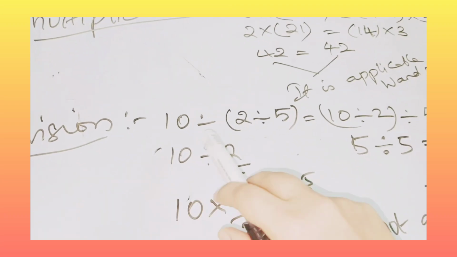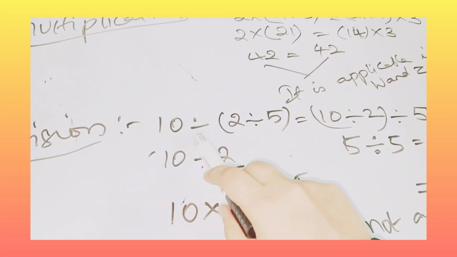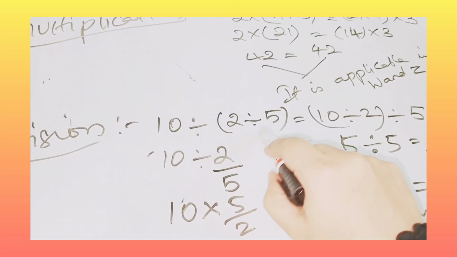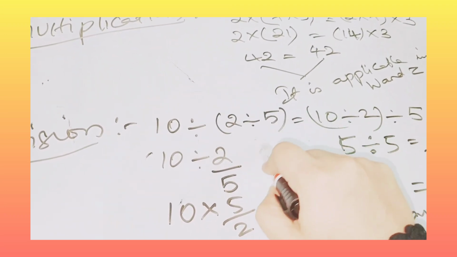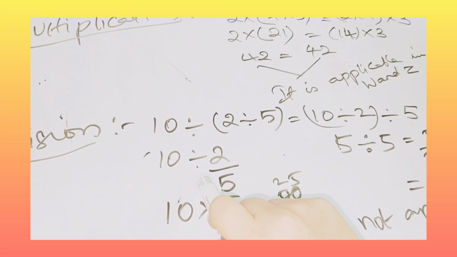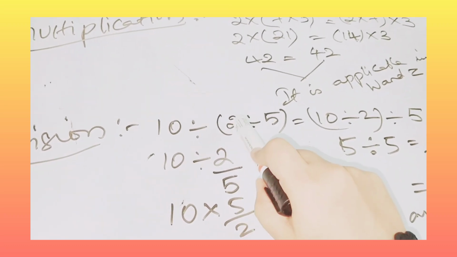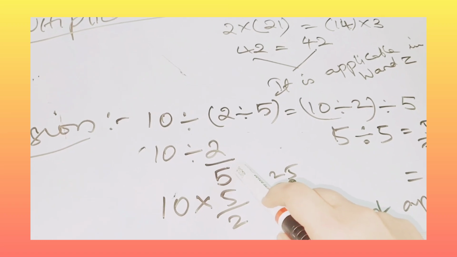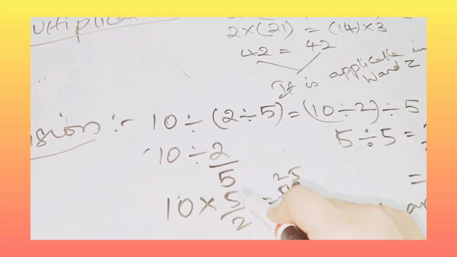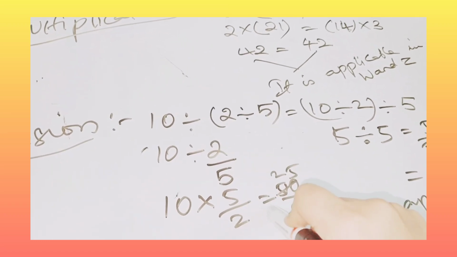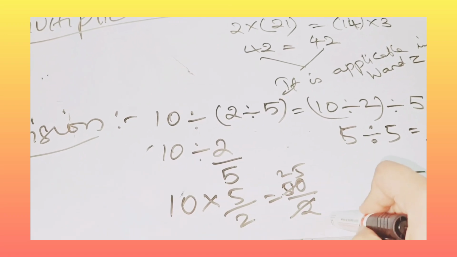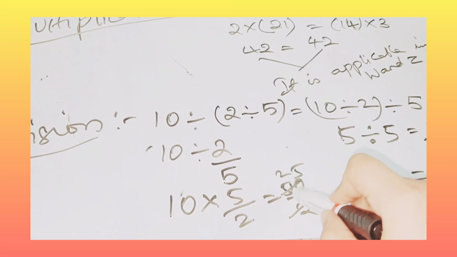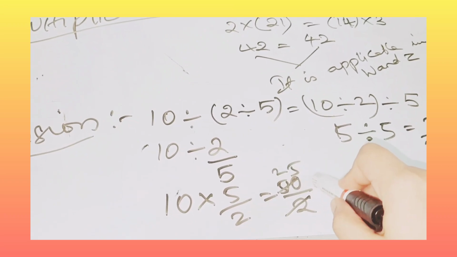Now division. Here we are taking 10 divided by 2 divided by 5, that is a divided by b divided by c. Take b divided by c in a bracket again: 10 divided by 2 by 5. Again you have to invert this: 10 into 5 by 2, which is 10 fives are 50 by 2. 2 fives are 10, so the answer is 25 here.